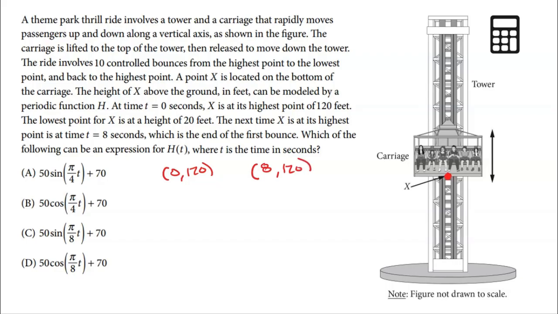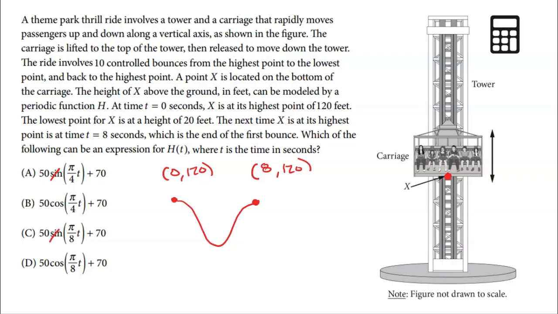So right away, I'm looking at my choices. I've got some sines, I've got some cosines. Well, what function starts at its highest point and then one full period later ends at its highest point? That's cosine. Cosine starts at its highest, drops down to its min, and back to its highest point. So it makes way more sense that this is going to be a cosine graph as opposed to a sine graph. So I can eliminate A and C just by thinking about that.